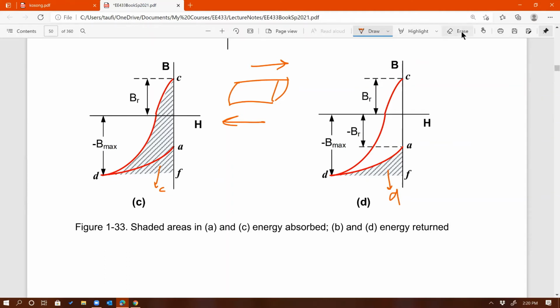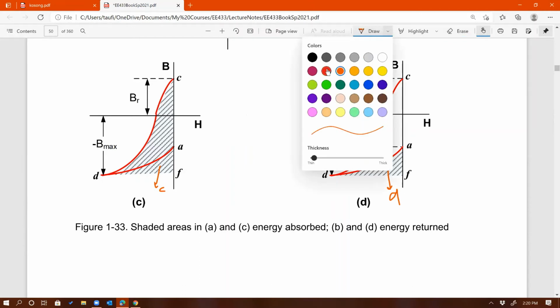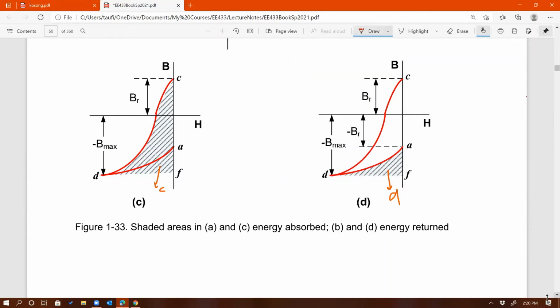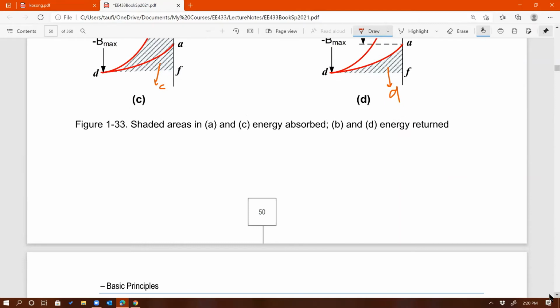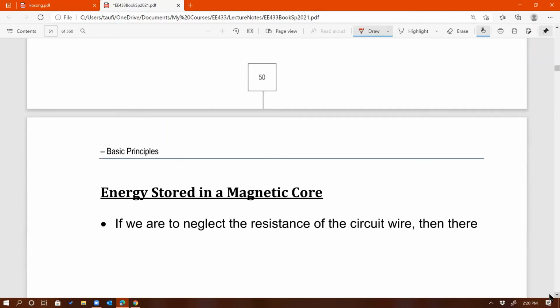Any other questions? No? All right. Okay, hopefully that is clear. The reason why the area inside or enclosed by the hysteresis loop represents hysteresis loss or core loss, in this case, one of the core losses.